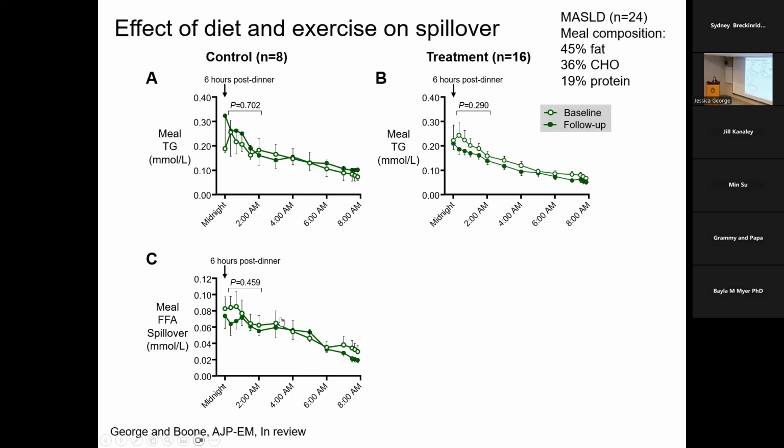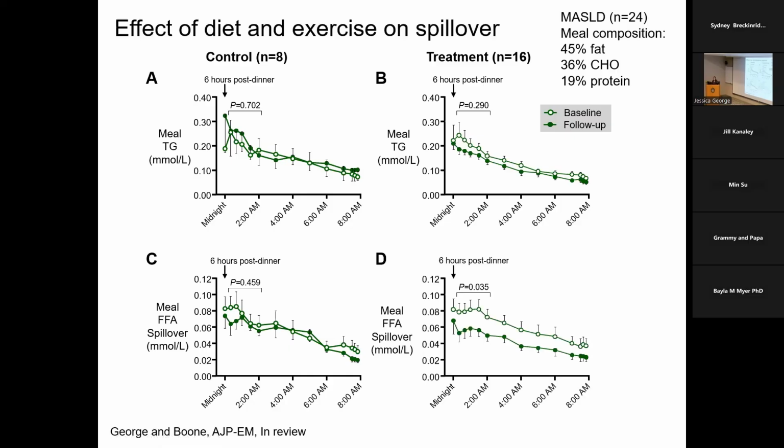And there was no difference in our control subjects in the amount of spillover from the meal. However, our treated subjects had a 23% reduction in nocturnal spillover, and it remained significantly lower all throughout the night. This happened after 10 months of diet and exercise. So this suggests that an intervention with diet and exercise improved the subject's ability to clear dietary fats.